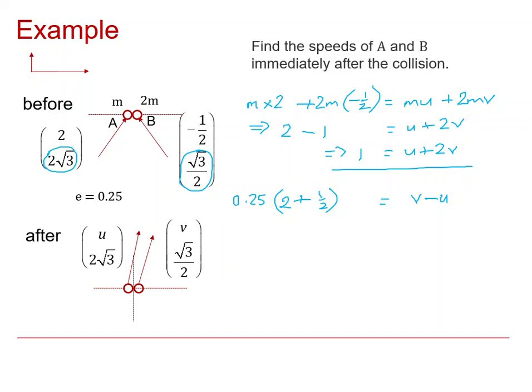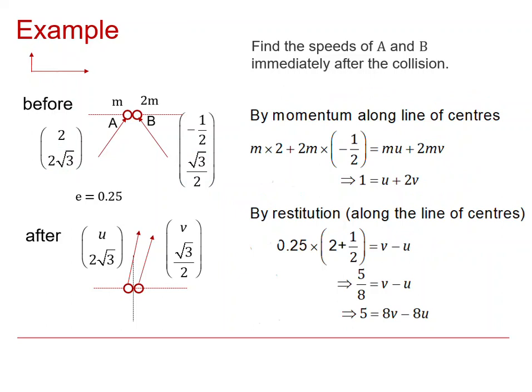Now let's simplify. We need to multiply by 8, I think, to sort this out. So 2.5 times 8 is going to give us quite a big number. But it's 2.5 times 8 times a quarter, so it's 2.5 times just 2, that's 5, is equal to 8v minus 8u. So that's our second equation carried forward, and those two equations we'll have on the next slide. So 1 equals u plus 2v and 5 equals 8v minus 8u.